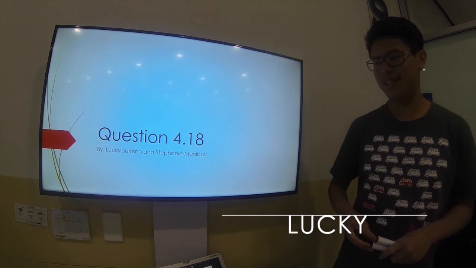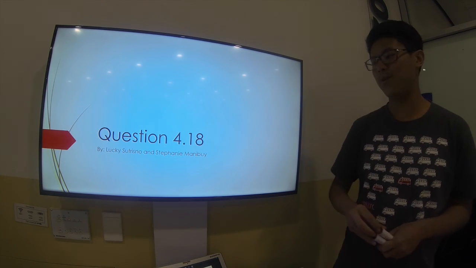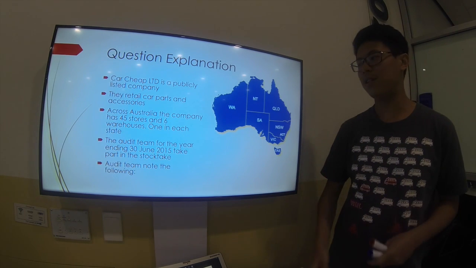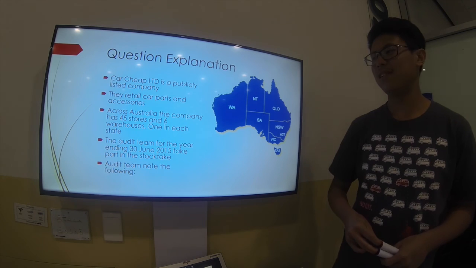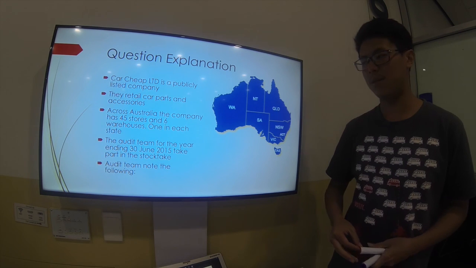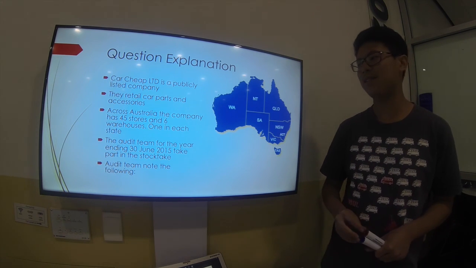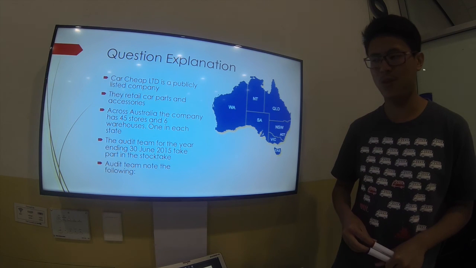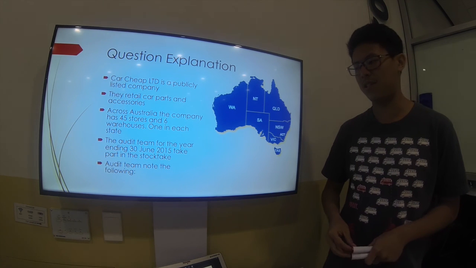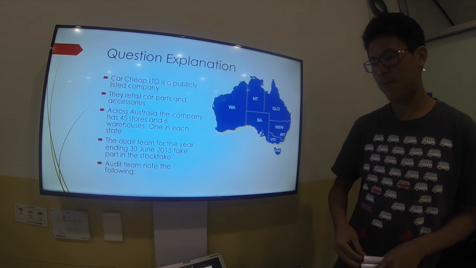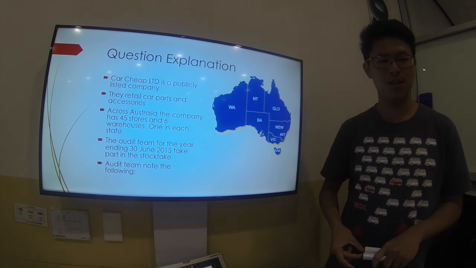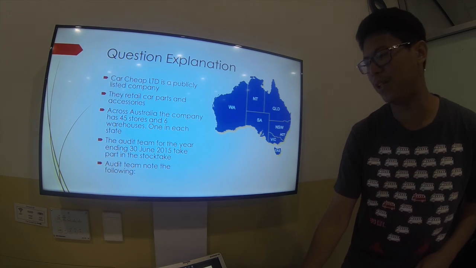Hi everyone, my name is Lucky and Stephanie and I are going to do question 4.18 from the homework. I'm not going to read the whole question because I know you've done your homework. So these are some points from the question. First, Carchip Ltd is a publicly listed company, so they need to present their financial reports to external users. They also retail car parts and accessories, and they have 45 stores and 6 warehouses across Australia. And we, as the audit team for the year ending 30th June 2015, take part in the stock take and note some of the following.